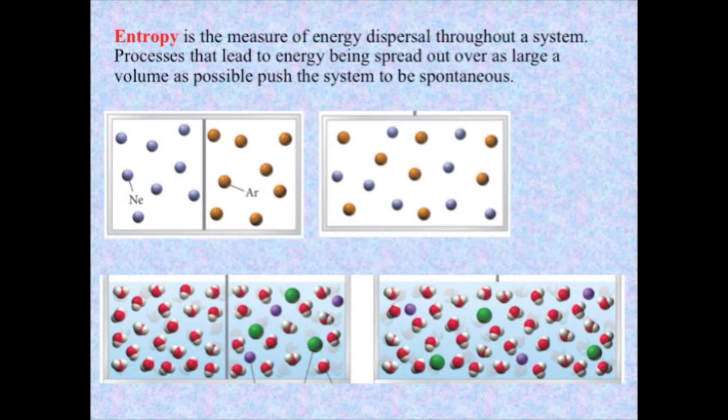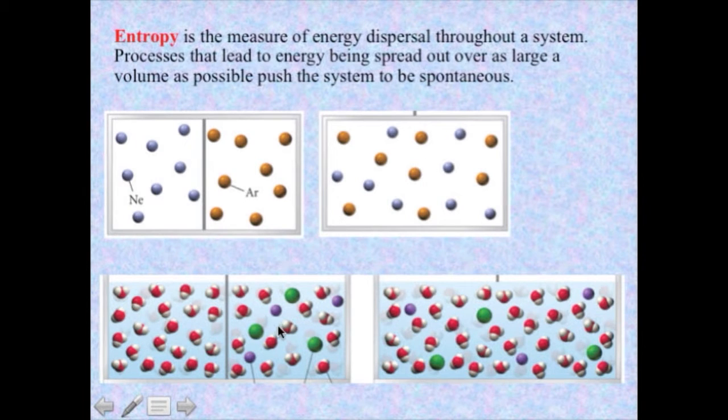Another factor that determines whether a process will be spontaneous or not is the concept of entropy, which is a measure of the energy dispersal throughout a system. You can think about it as the degree of randomness of a particular system. Processes that lead to energy being spread out over as large a volume as possible tend to push that process to be spontaneous. And you can really see that if you have two gases, neon and argon, separated by a barrier in a container. Well, the minute you remove the barrier, the neon and argon mix. It's just common sense. Well, that's an example of entropy increasing.